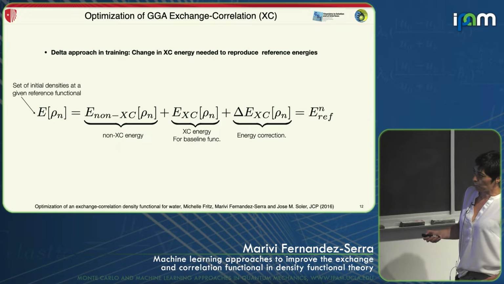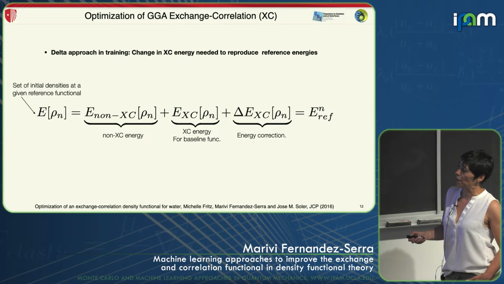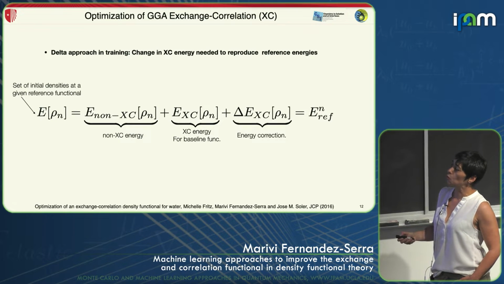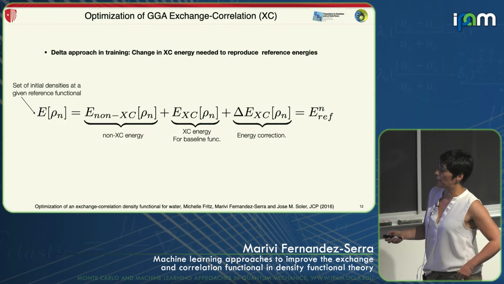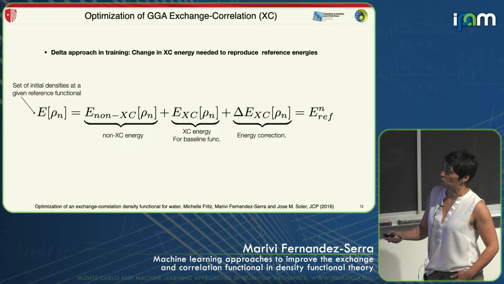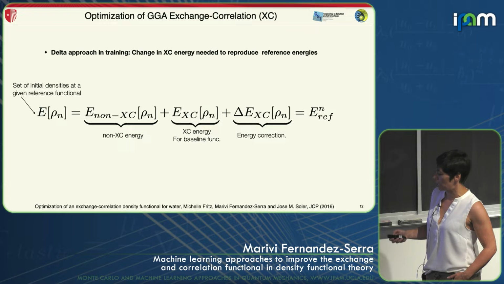But we start with that, and we're saying that my total energy, I can decompose it into everything that doesn't depend on the exchange and correlation energy, I have my baseline, which is a given functional that I choose to start with, the one that actually gave me these densities, and some correction that I need to apply to obtain the exact reference.